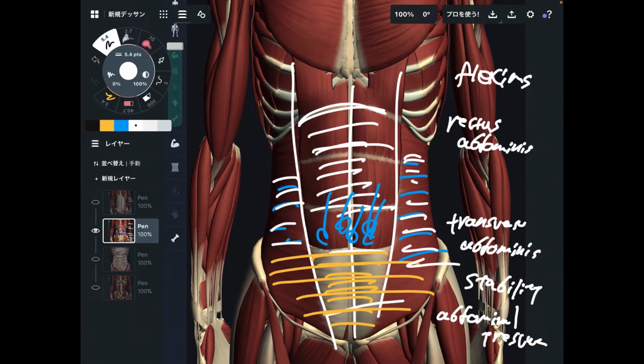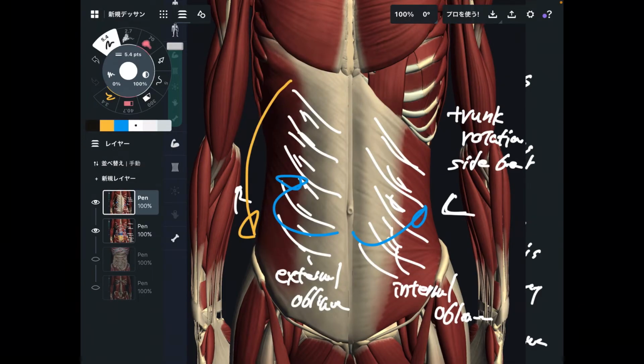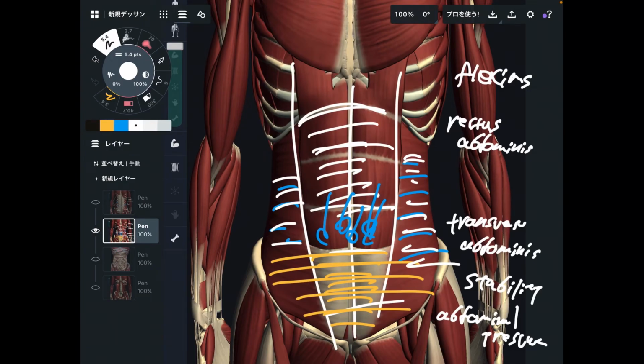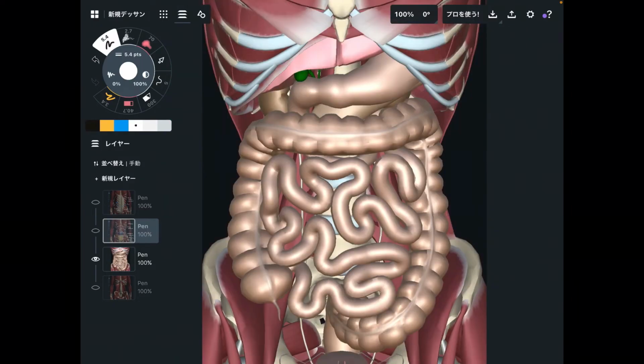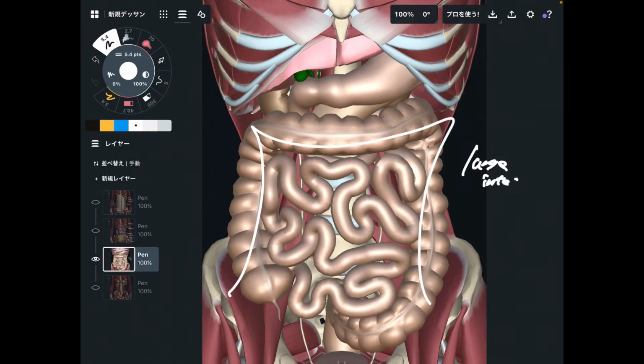Okay, this is second layer. The most outer layer was external oblique and internal oblique. Next layer, which we just saw, rectus abdominis and transverse abdominis. Now, what is next layer? Is psoas coming? Iliacus coming? Actually not. If you dissect rectus abdominis and transverse abdominis, internal organs show up. Knowing this layer is very, very important. This is large intestine, and this is small intestine.